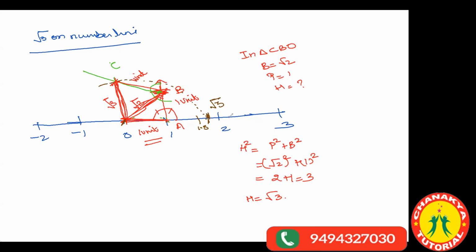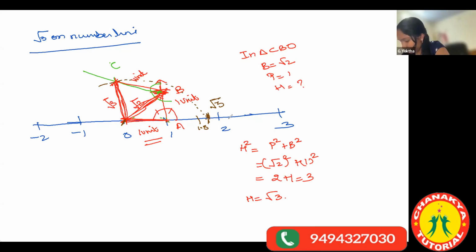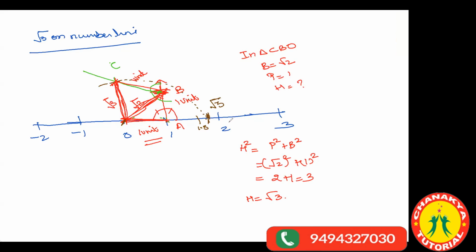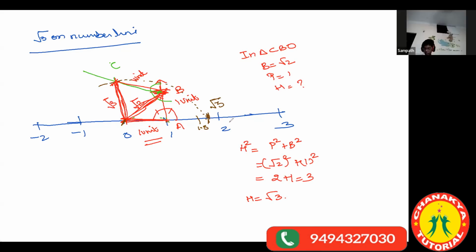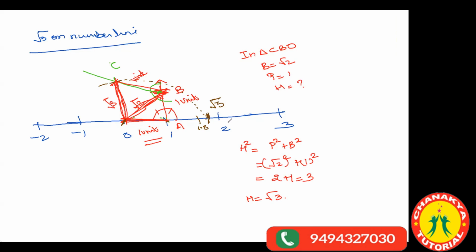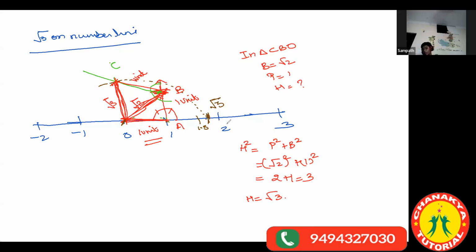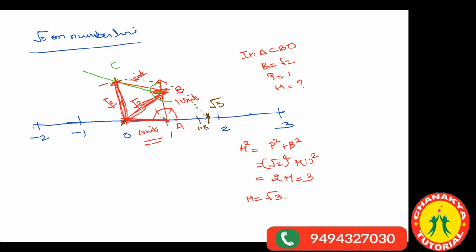Clear, beta? Yes, ma'am. Okay, Pranav done. Yukta done? Yes, ma'am. Jitendra, Sampath? Yes, ma'am. Done. Okay. All have understood now how to represent root 3 and root 2 on the number line. Okay. Children, if we have to represent root 5 on the number line, what will you do?